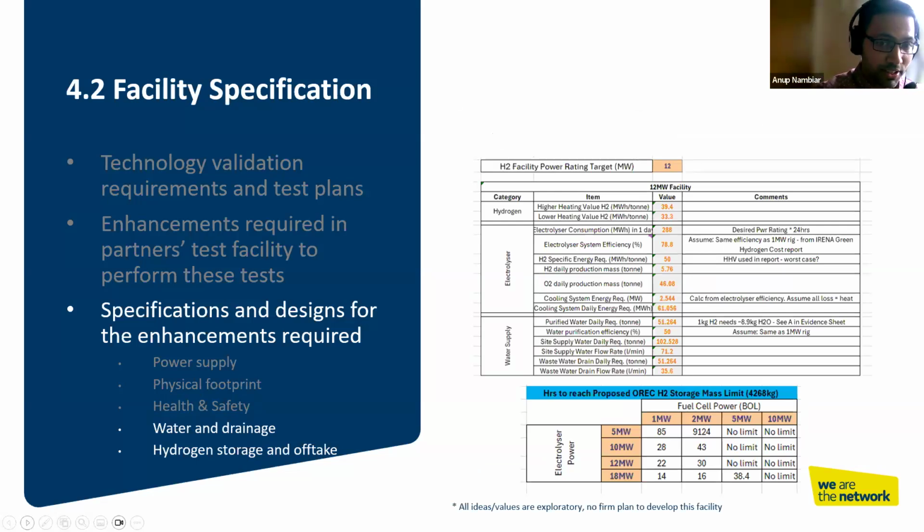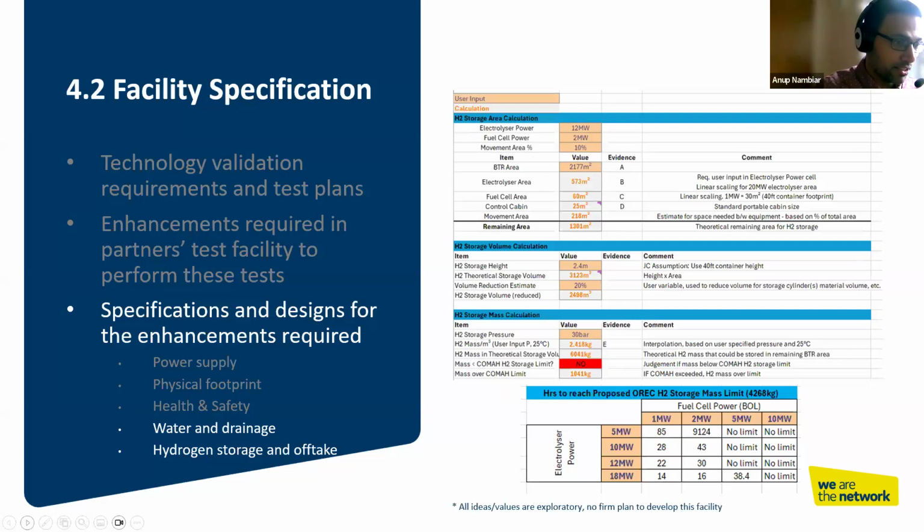So these are a couple of images just to give you a taste of the tool that we developed through this project. The first tool is basically a very user-friendly Excel file. You can change the power rating of the electrolyzer here, for example, and it does all the calculations that you need for water supply and drainage requirements. Click again, please, Michelle.